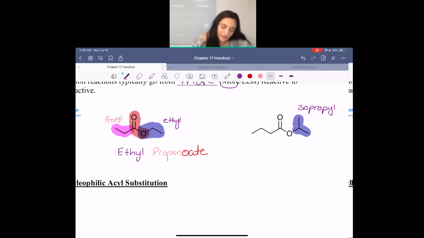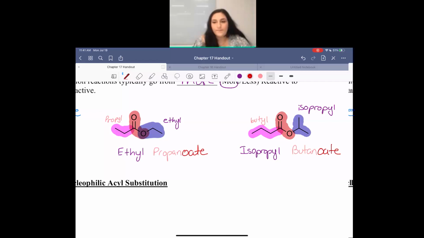We're going to call the other side simple. 1, 2, 3, 4 carbons is a butyl. And we know in the middle is our ester. And so we're going to call this lovely fella an isopropyl butanoate. This is the common name.